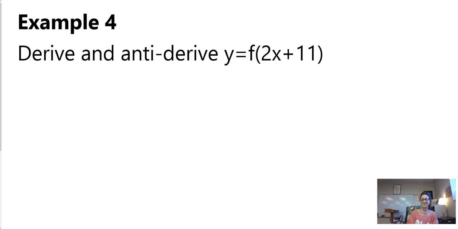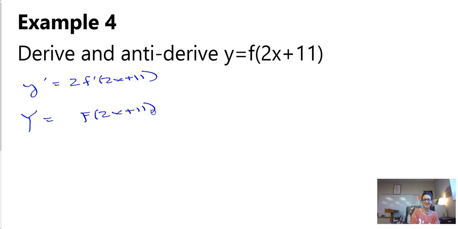All right, so will you write this function, for example, y equals f of the quantity 2x plus 11. So if I'm going to derive this, we're going to derive the outer, f prime, hold the inner, and then we're going to multiply by the derivative of the inner. Right? Now, if I want to antiderive, let's call it capital Y, then we're going to antiderive the outer, so let's call that capital F, hold the inner, and then divide by the derivative of the inner. So divide by 2 or multiply by 1/2.